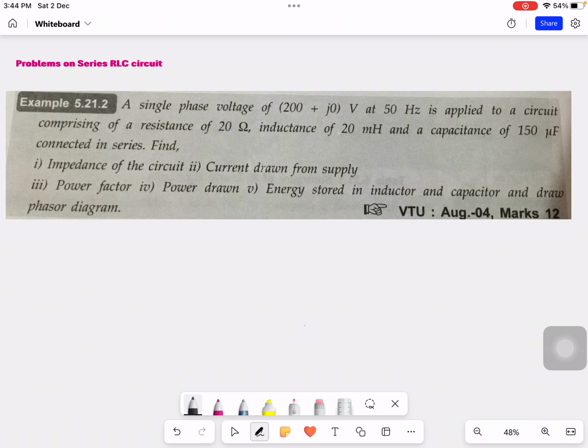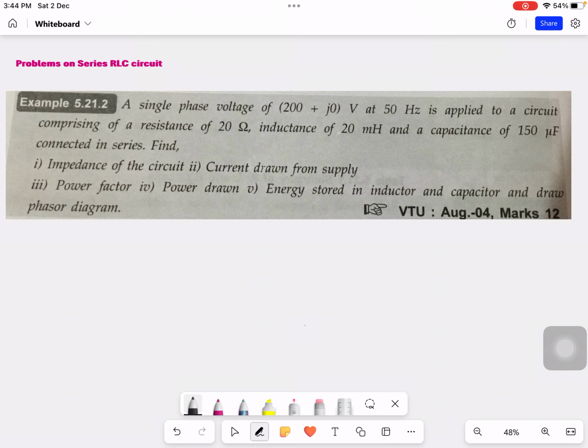So the problem goes like this. A single phase voltage source having a voltage of 200 plus j0 volt. Here the voltage is given in rectangular form, so we can write this voltage in polar form also. At 50 Hz it is applied to a circuit comprising of a resistance of 20 ohm, inductance of 20 millihenry and a capacitance of 150 microfarad connected in series.